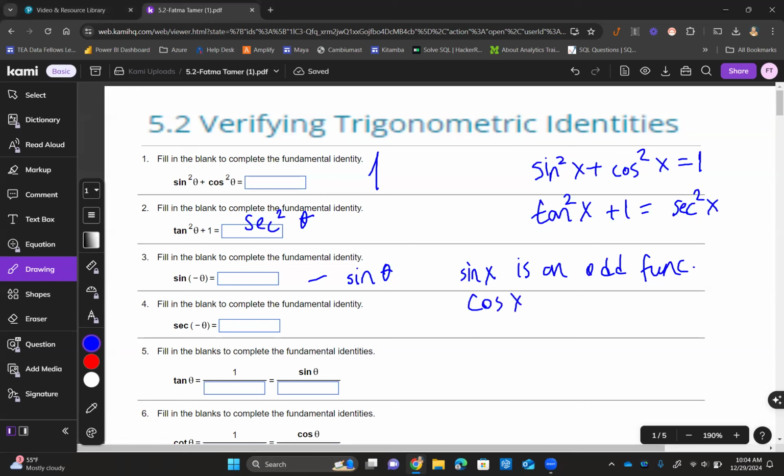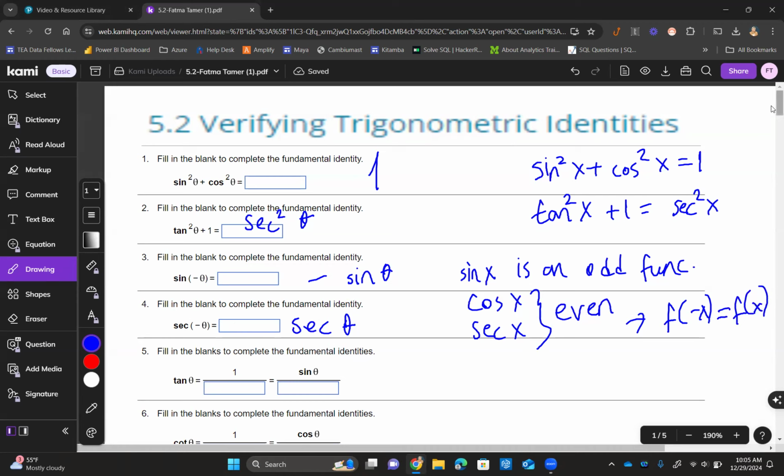Cosine and secant of x, because secant is the reciprocal of cosine, are the only two even trigonometric functions. So secant of negative theta will be the same thing as secant of theta, because the definition of an even function is, even though you change your input from x to negative x, it still generates the exact same output as f of x.